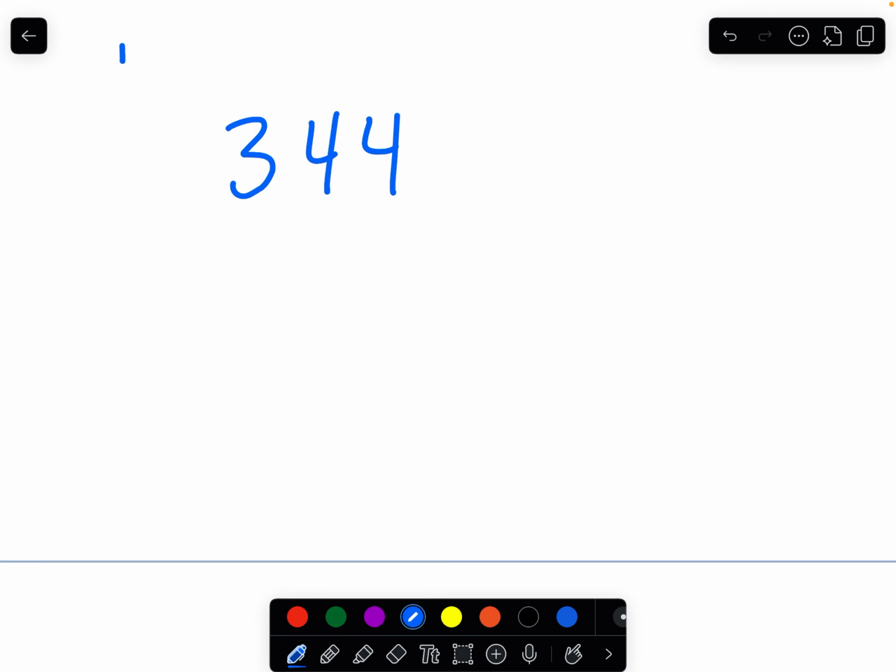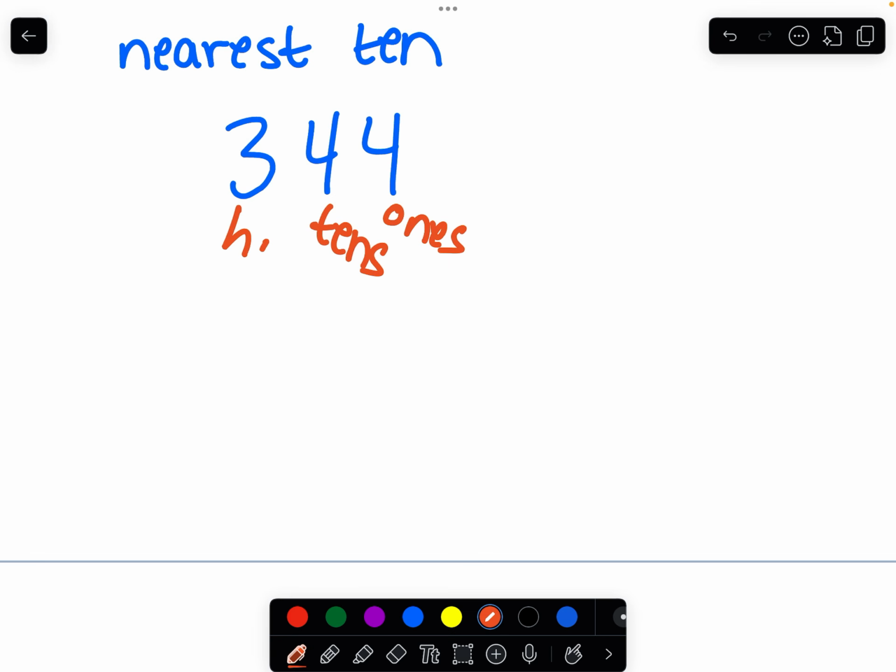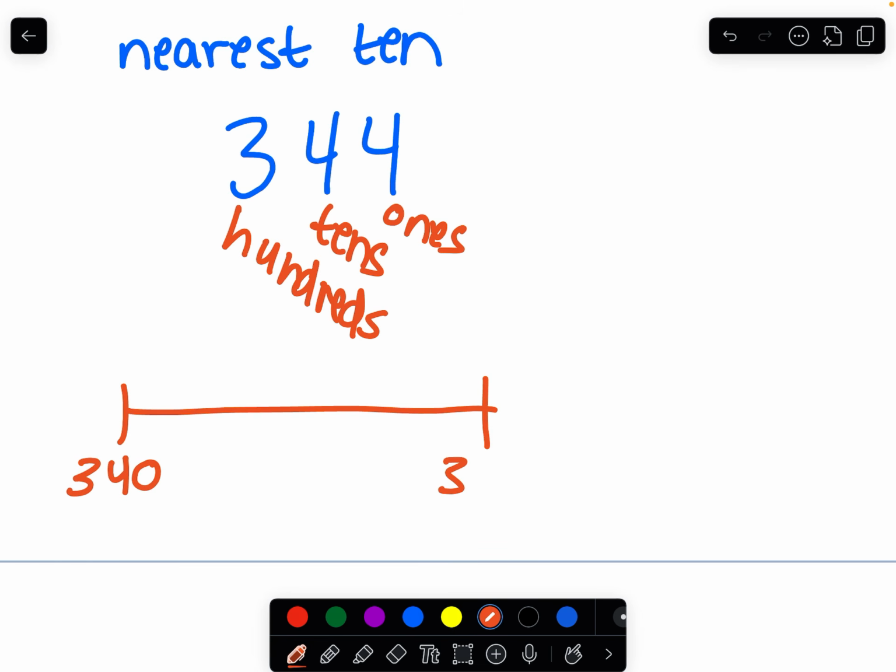Now, we are rounding still to the nearest 10. So the same rule applies. We're going to look at place value. Here we've got ones and here we've got tens. And then here we've got hundreds. Now the hundreds doesn't change, but we're going to start with the tens place because we're rounding to the nearest 10. And you can say to yourself, if you need a visual, well, 344 is between 340 and 350.